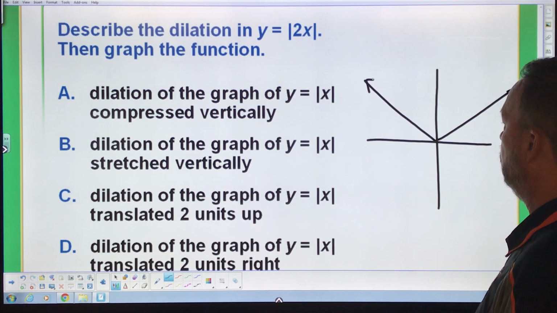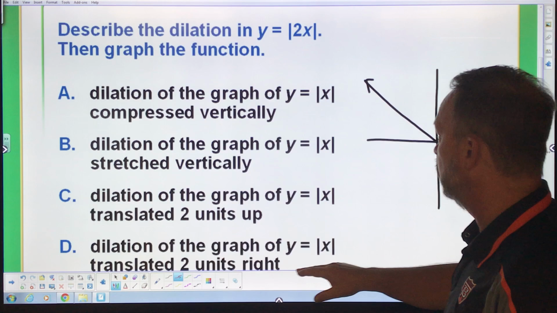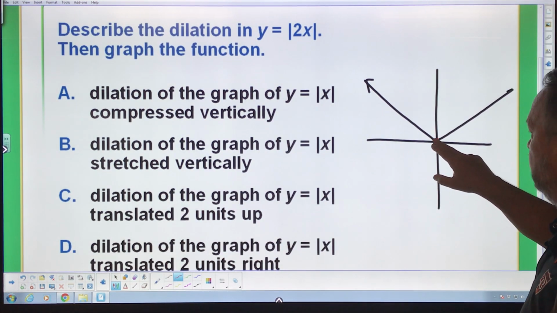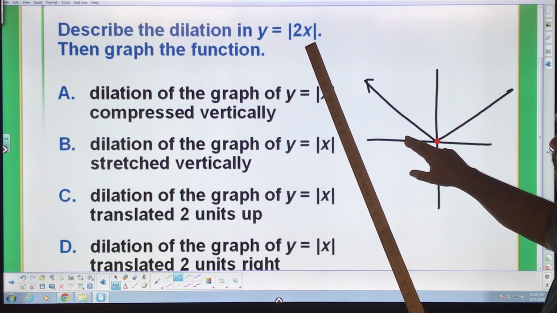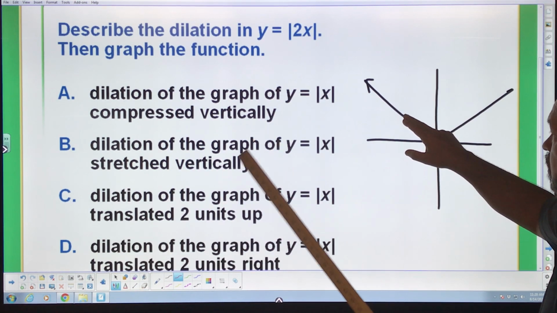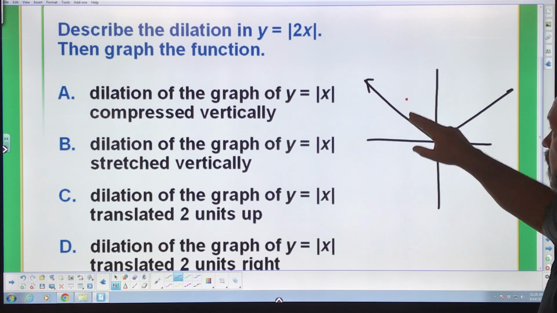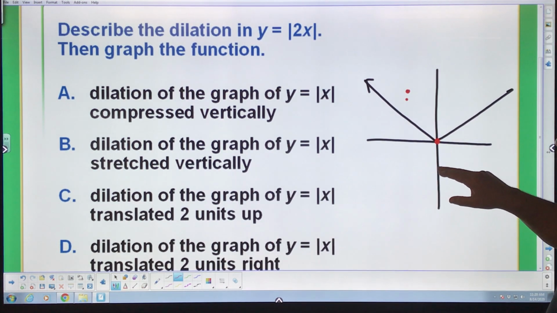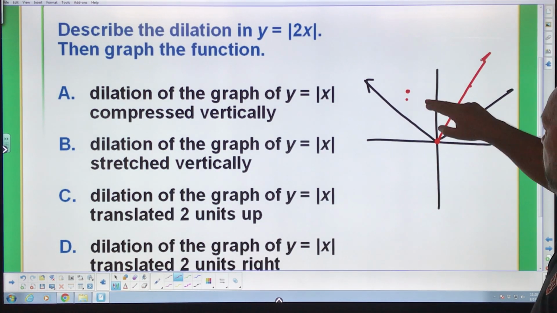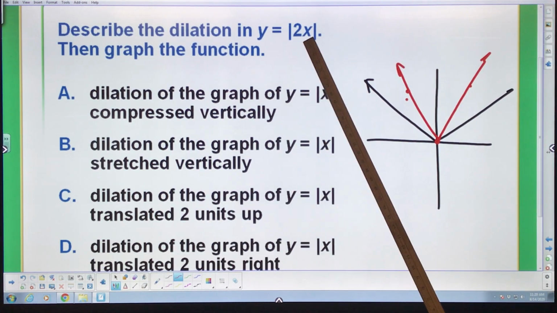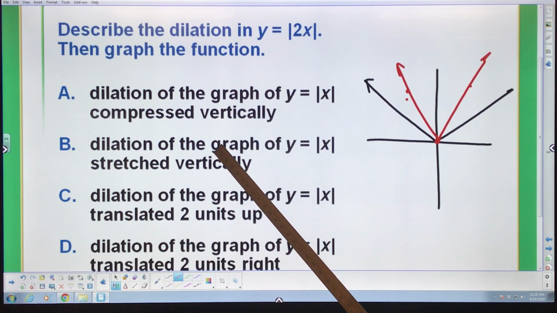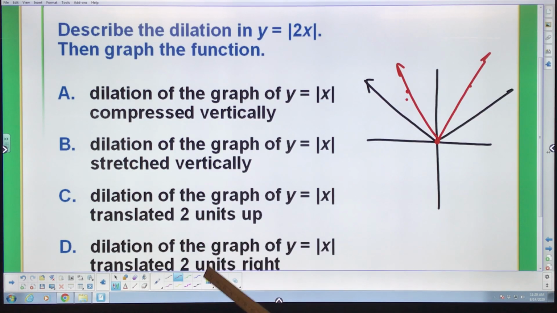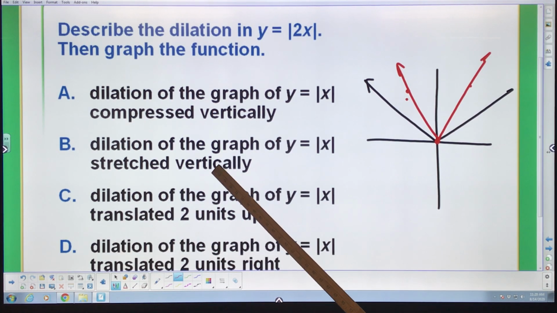V shape. You know what the parent looks like. And we can look at the kid, like 0, 0's, it's still a point. -2 would be 4, right? Well, it's probably up there. And +2 would be 4. And so you can see what happens is it goes up a lot faster. The 2 pushes it up a lot faster. So what does that say? The dilation of the graph is stretched vertically. It didn't get translated. The vertex is still where it was, but it is stretched vertically.